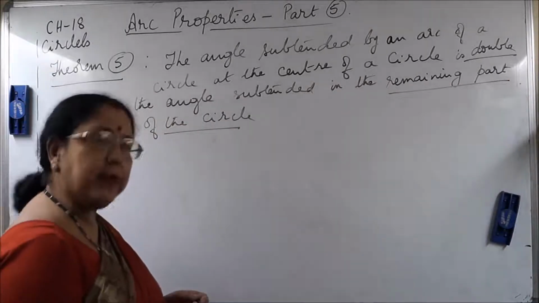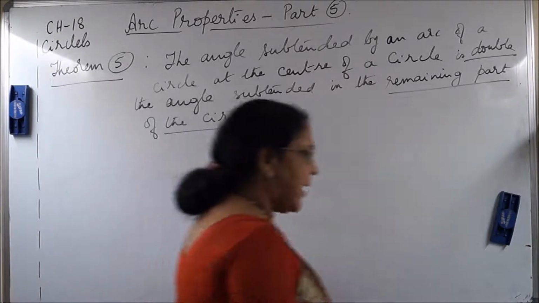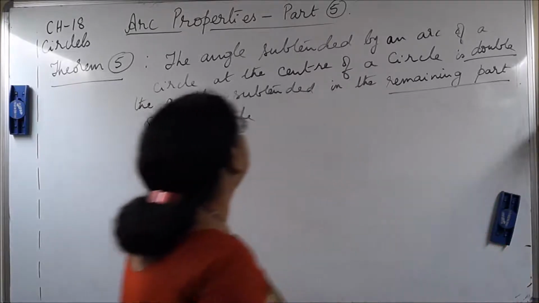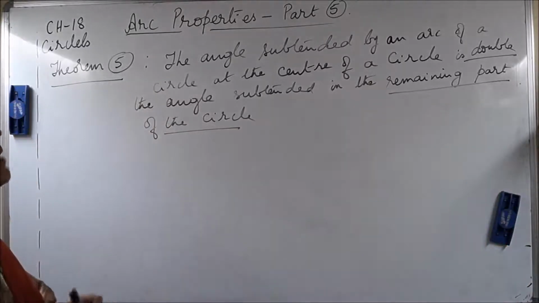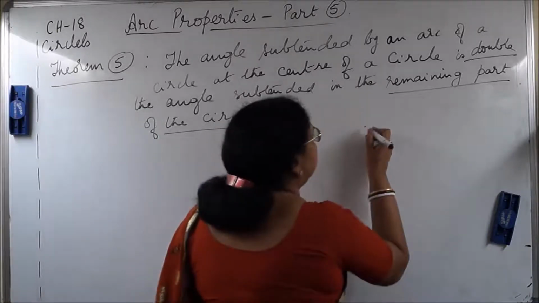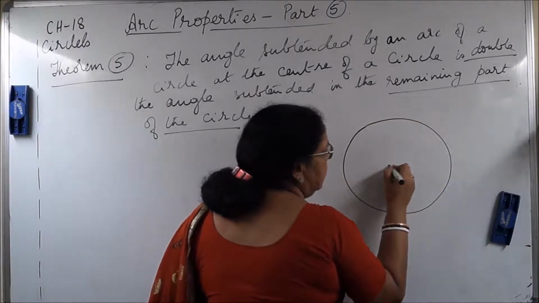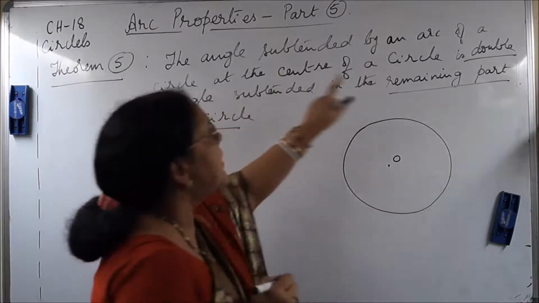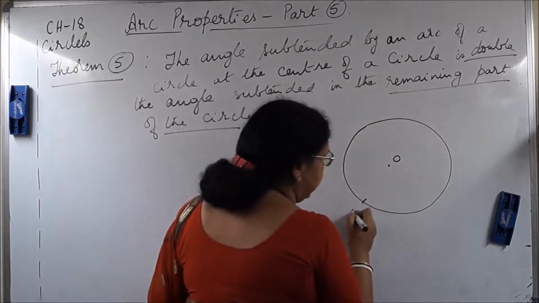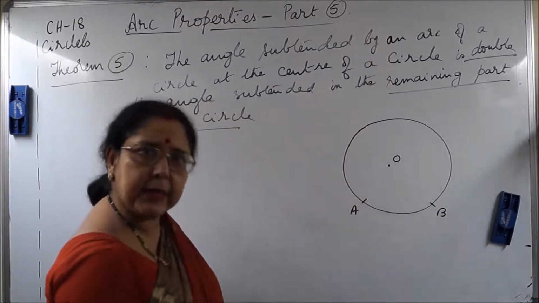Now, let us first draw the diagram according to the statement and let me explain to you. What does this theorem say? The angle subtended by an arc of a circle at the center of the circle. So that means we have a circle with center O. We also have an arc. So let us consider AB is an arc of a circle.